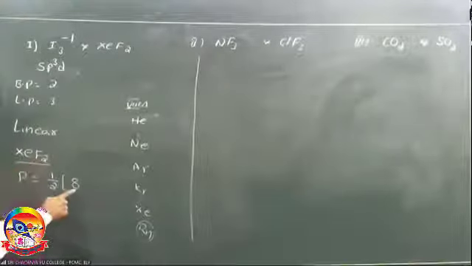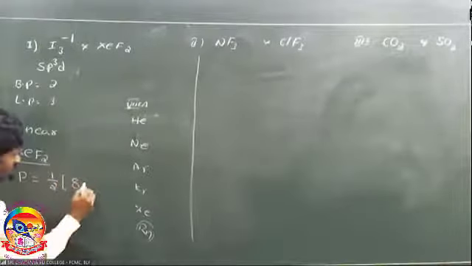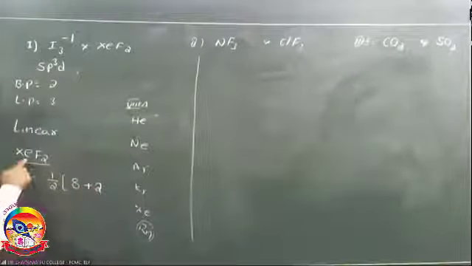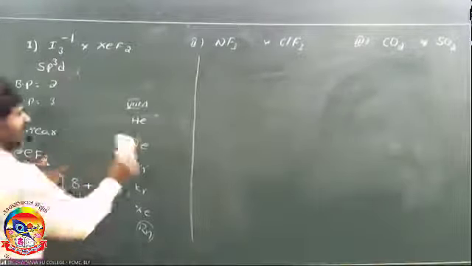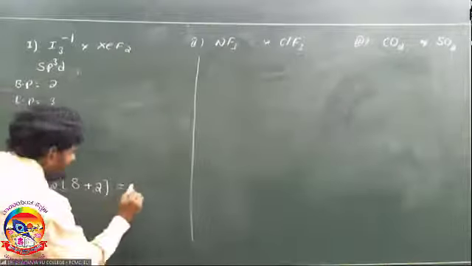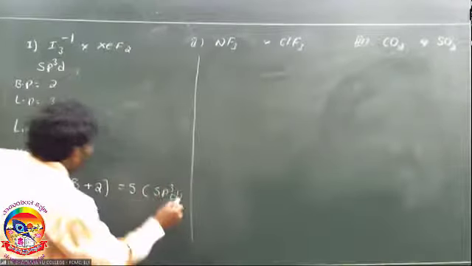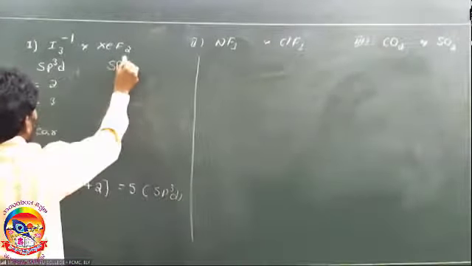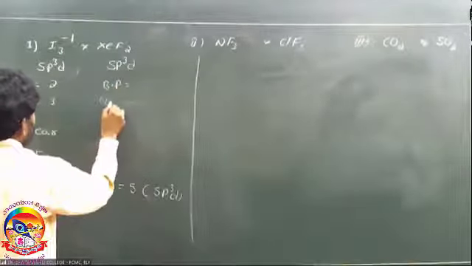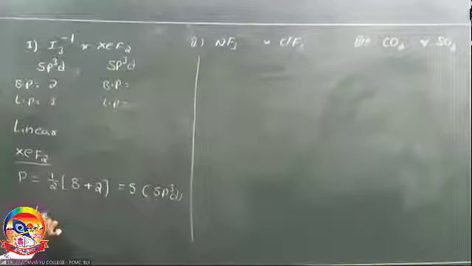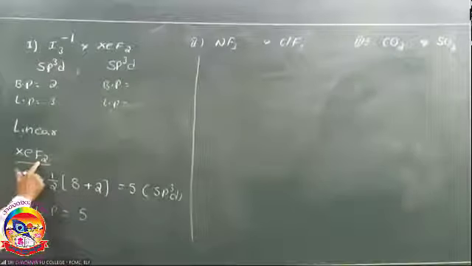Add the number of monovalent atoms. Fluorine is monovalent, like hydrogen, chlorine, bromine, iodine. So 8 plus the number of monovalent atoms, 2. It is a neutral molecule, with no positive or negative charge. So 8 plus 2 is 10, 10 by 2 is 5. 5 means here also the hybridization is sp3d. Next, the number of bond pairs and lone pairs. The number of lone pairs is equal to P minus bonded atoms. The number of bonded atoms is 2.